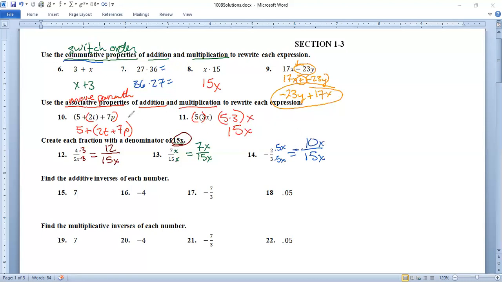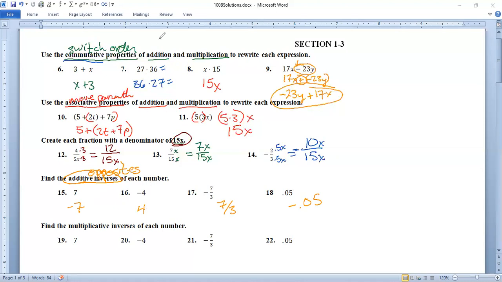There we have it. All right, down on the next one, we have find the additive inverses. So the opposites when you're adding, and that's really what we call them, opposites. So opposite of 7 is negative 7. Opposite of negative 4 is positive 4. Opposite of negative 7/3 is positive 7/3. And opposite of 0.05 is negative 0.05. And that's really all additive inverses do. What would we add to these numbers to cause them to be eliminated completely?